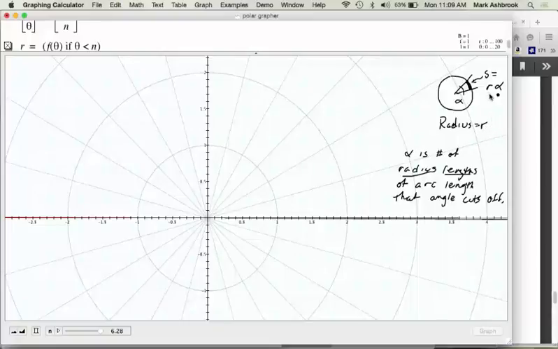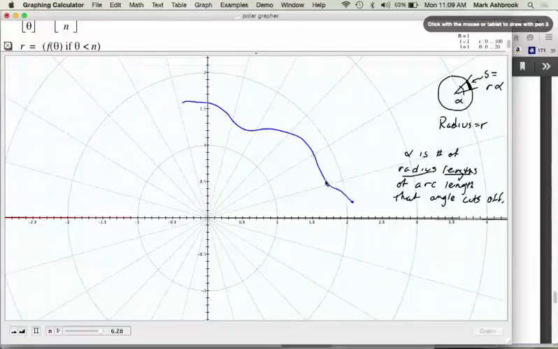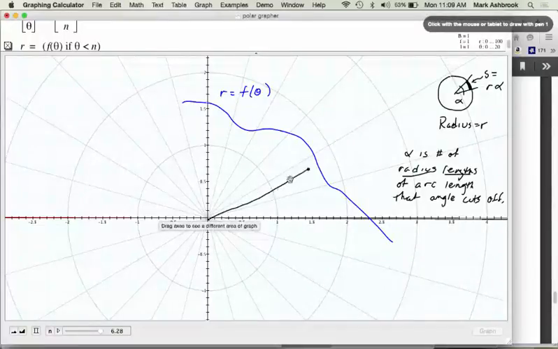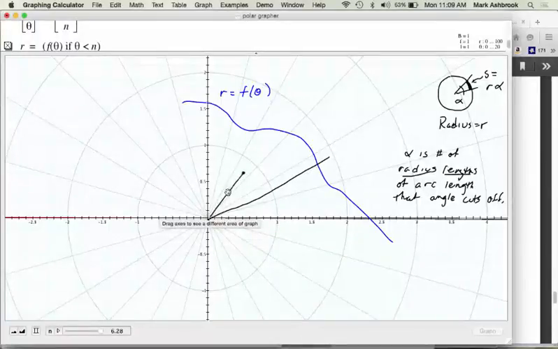That's right. Okay, so if we have some polar curve here, r is a function of theta, and we want to look at, say, the area, with some starting angle and some finishing angle, and we want the area in here.